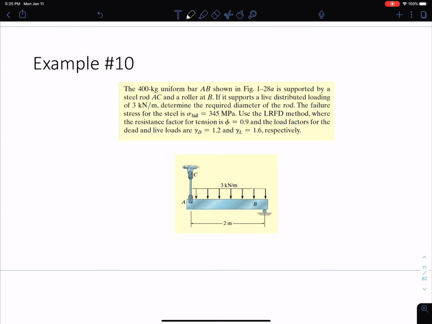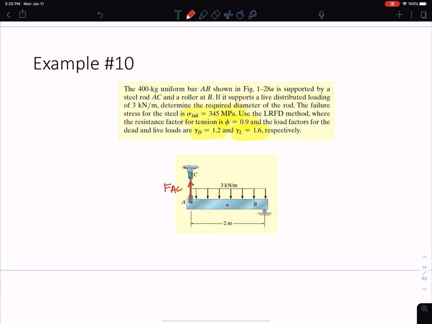The failure stress for the steel, sigma fail, is 345 MPa, and we're being told to use LRFD. We're given our resistance factor, and we're given our load factors. So we're given all the information we need to perform the analysis using LRFD. I'm going to start by drawing the FBD directly on this diagram.